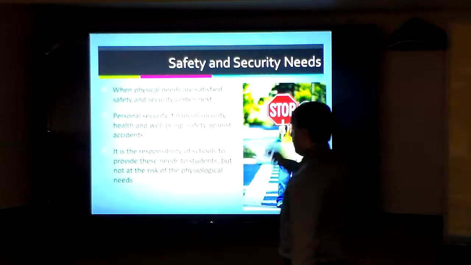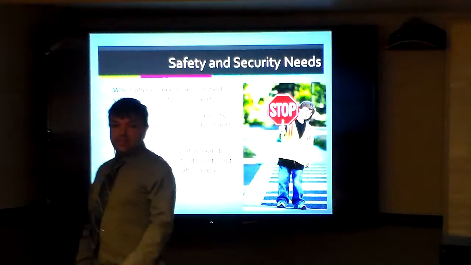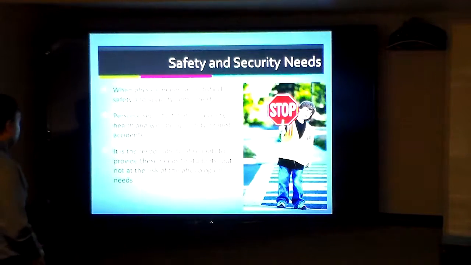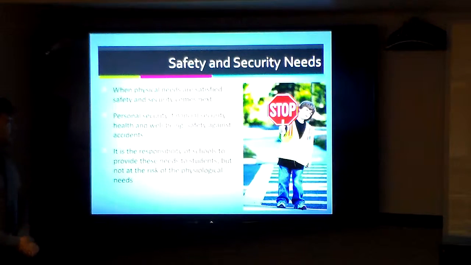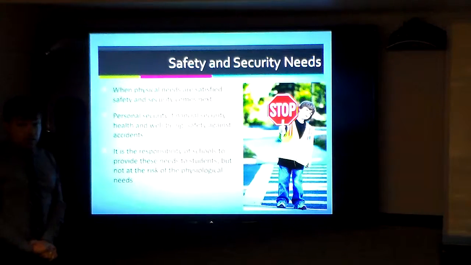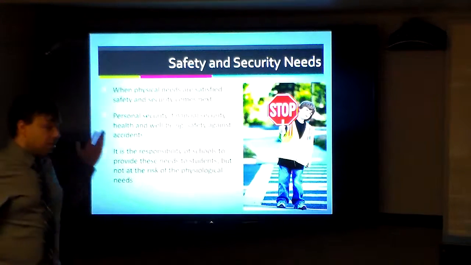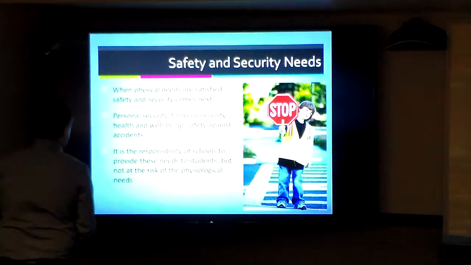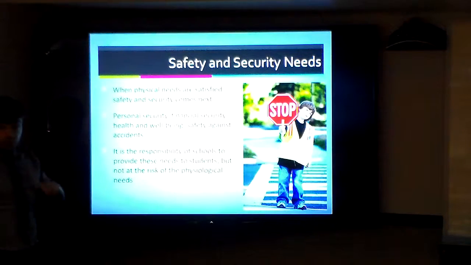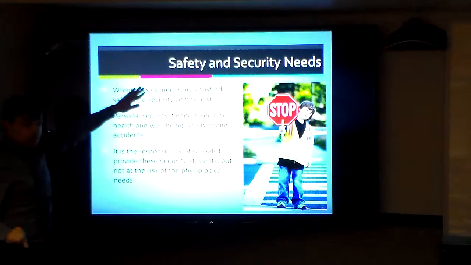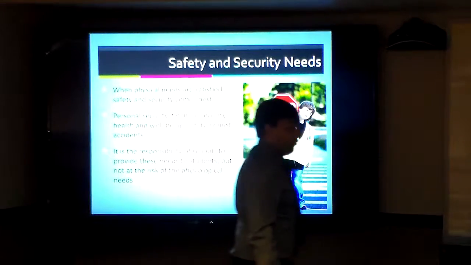Next comes safety and security. This is ensuring that the kid is kept safe in school. They have personal security, financial security, health and well-being, safety against accidents occurring. Schools have to provide this, and everybody deserves this right as adults as well. But schools have to provide the physiological needs first for children. Then you worry about safety and security issues after that.